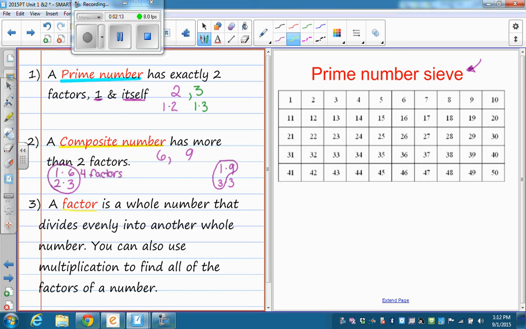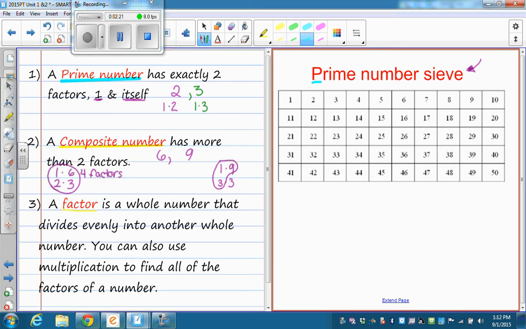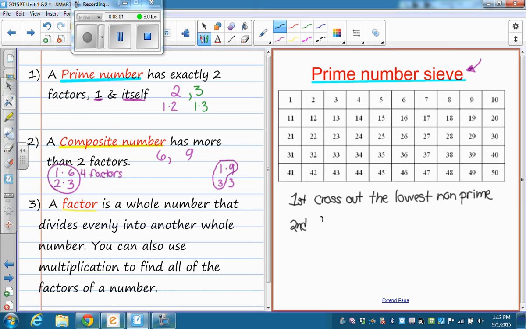So what I would like you to do is draw your attention over to this side of the page right here. And we're going to look at this prime number sieve. It's a little tool that you can use to find all the prime numbers in a systematic way. So the way you use the tool is first, cross out the lowest non-prime. And then second, circle the lowest prime. That's your starting point.